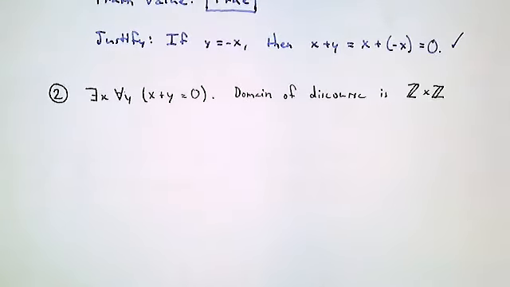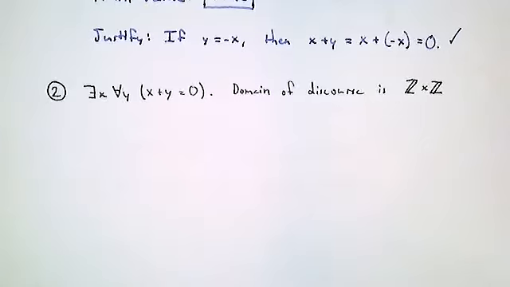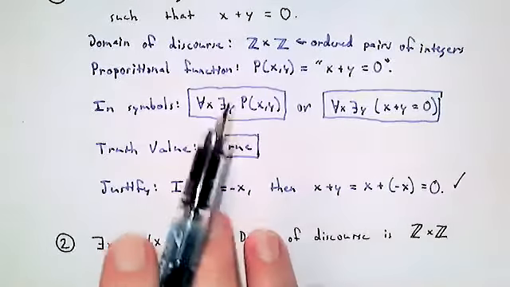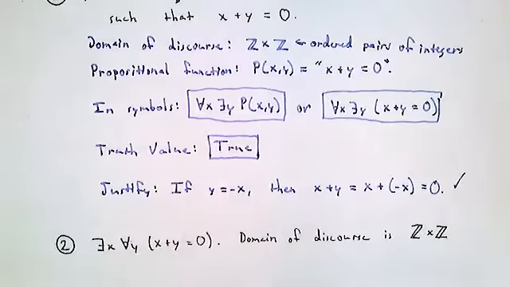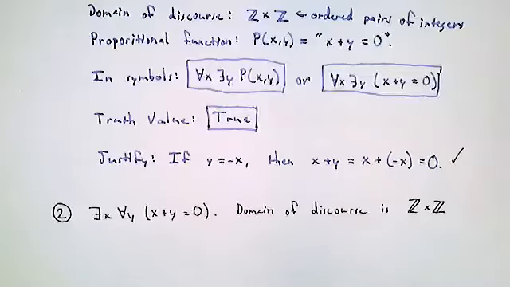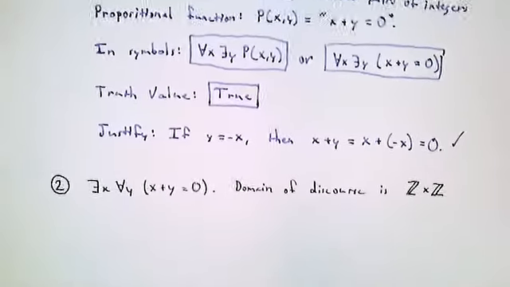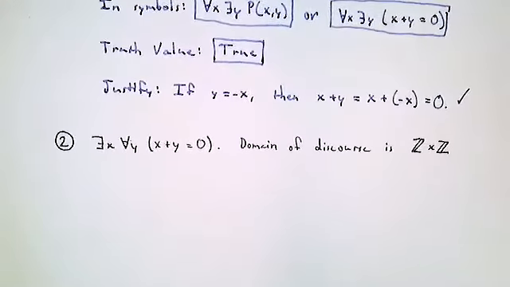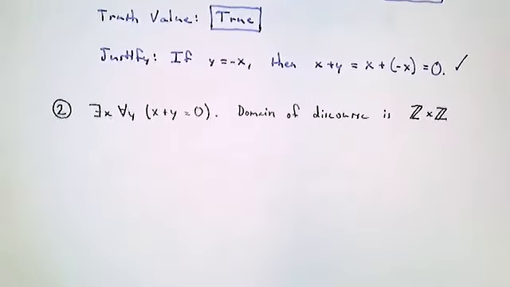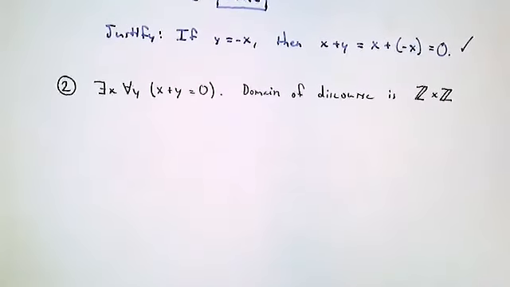Okay, so let's switch the order. In this proposition, we had a universal and then an existential quantifier. Let's now do an existential and then a universal. So we're on the bottom left of that grid that we made on the first page.